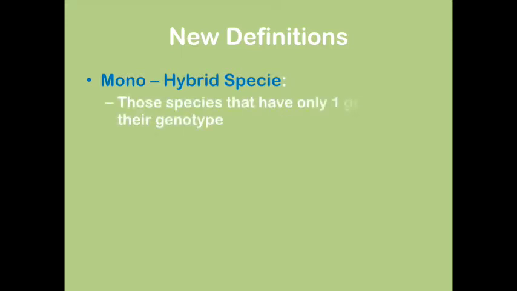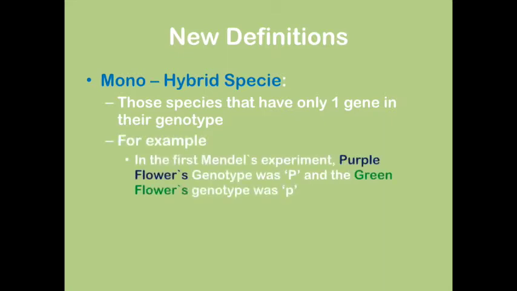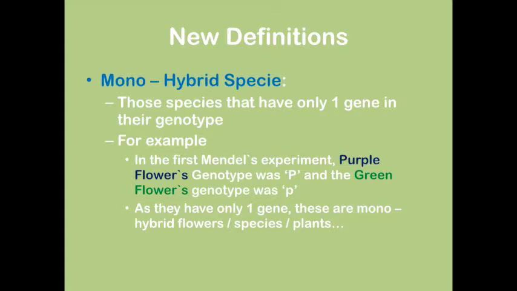Now, let's define the monohybrid species. Those species which have only one gene in their genotype are called monohybrid species. For example, in Mendel's first experiment, the purple flower had capital P and the green flower had small p. As they have only one gene, they are a monohybrid species or plant. Similarly, we have dihybrid, trihybrid, etc.